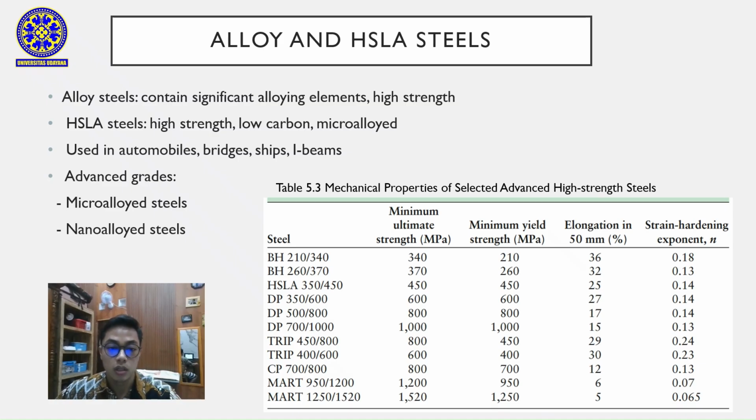grain structures. This table lists the mechanical properties of advanced high-strength steels. It shows that AHSS grades like DP, TRIP, and TWIP steels achieve much higher tensile strength than conventional steels, while maintaining good ductility. These steels are mainly used in automotive structures for lightweight design and improved crash performance.